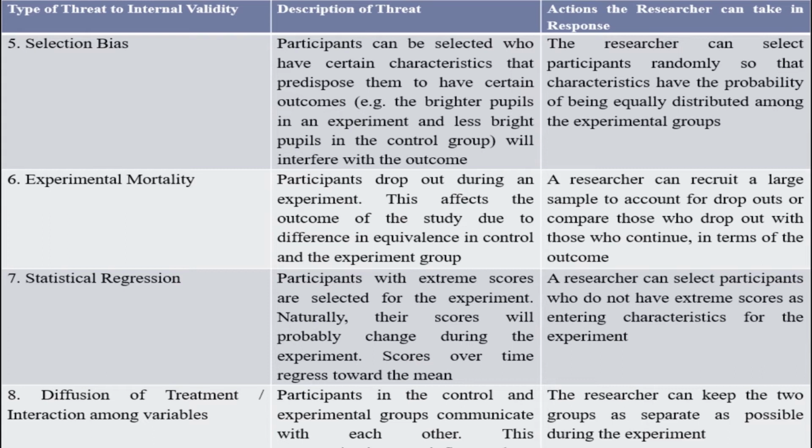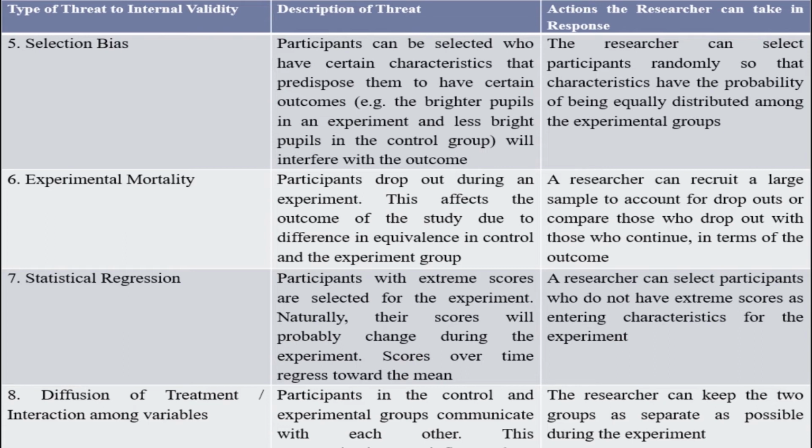Another threat is experimental mortality, meaning that participants drop out during the experiment. And because this will bring differences in experimental and control group, it therefore means that internal validity will be affected. What action can the researcher take? The researcher can recruit a large sample to account for dropouts. Remember, we said ideally the groups should have not less than 40 members.